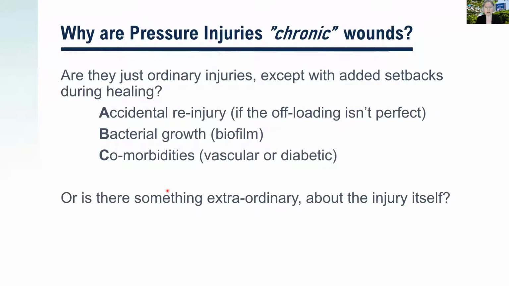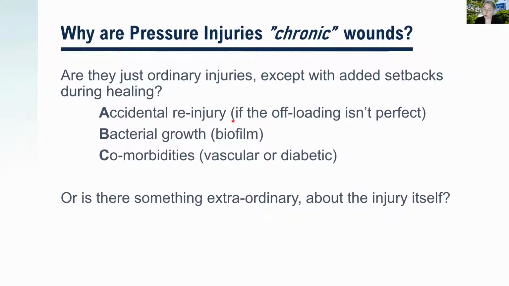So why do they heal poorly? Why are they chronic wounds? Are they just ordinary wounds that have setbacks during healing? If you have enough setbacks in your life that cause you to be bedfast or chairfast, then they may also cause setbacks in your ability to heal. For example, advanced age, and a wide variety of comorbidities. Even if someone is not outright diabetic, they may have high blood sugar, vascular disease and poor circulation, bacterial growth, and then re-injury is a common issue as well.